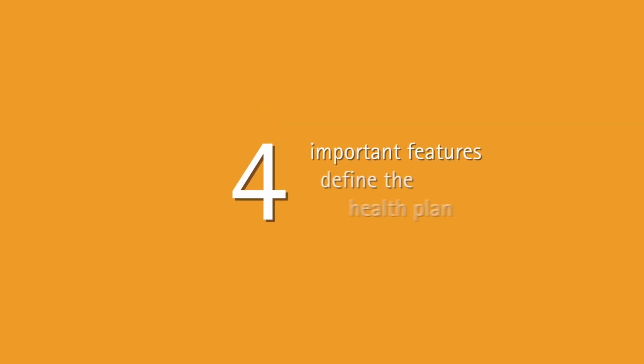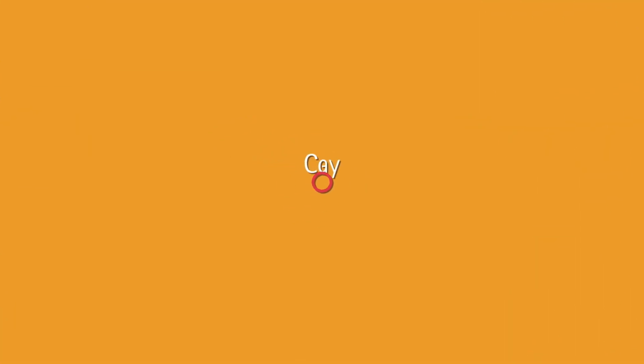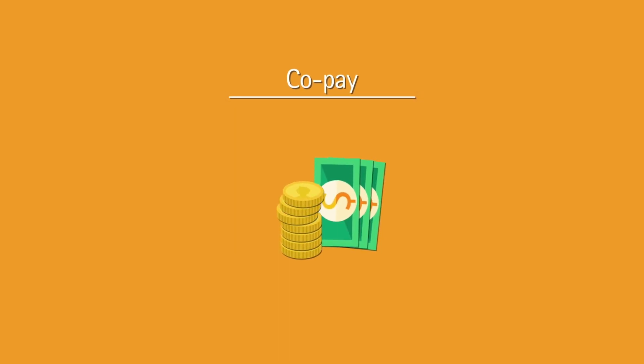Four important features define the health plan. 1. Deductible. The amount you're responsible to pay for covered medical services before health insurance starts paying. 2. Copay. A small amount a plan member pays each time they visit a doctor.